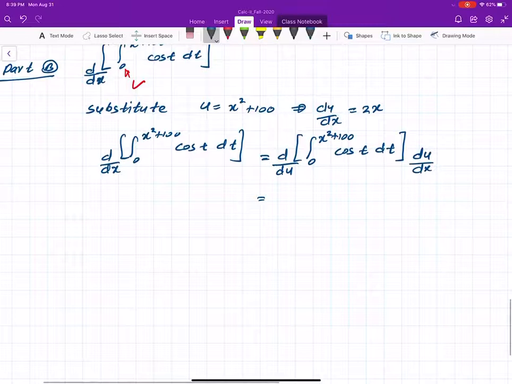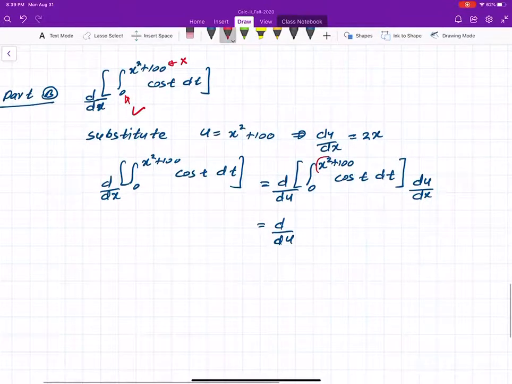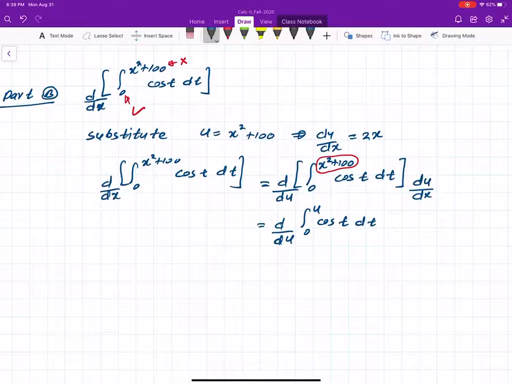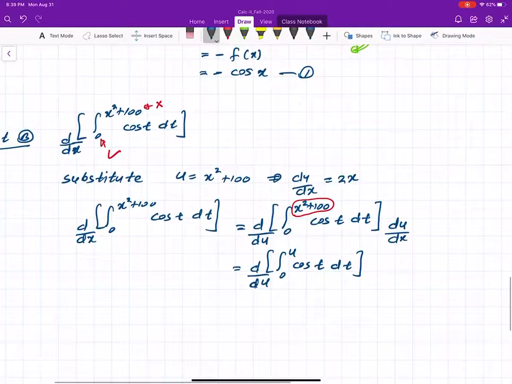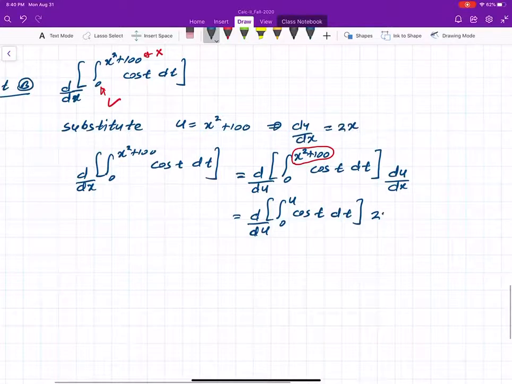Right, then you can write this as d over du, and this upper limit can be replaced as u. Integration from 0 to u of cos t dt, and here du over dx. This part, du over dx, we have already found that it's 2x. Alright, see, it is 2x. So this should be 2x.